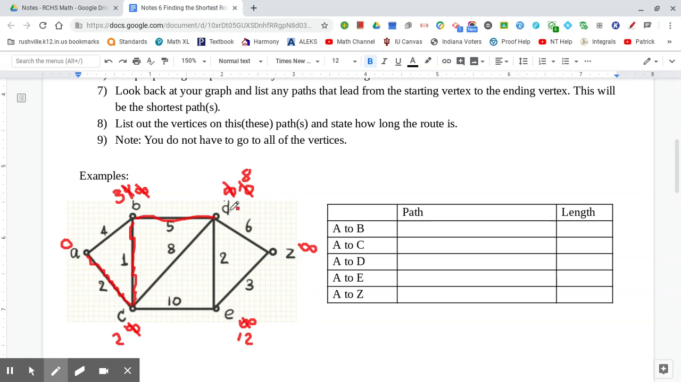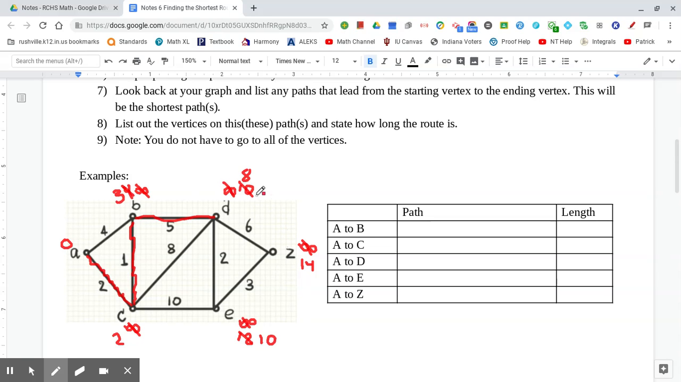All right, and then from D, the only vertices we have not yet been to are Z and E. So D was 8 to get there, and then 8 plus 2 is going to give me 10. So this is actually going to cross out the 12, and I'm going to replace it with a smaller possible route to give me 10. And 8 plus 6 obviously is 14, which is smaller than infinity. So I'm going to cross out the infinity, and I'm going to go ahead and put 14.